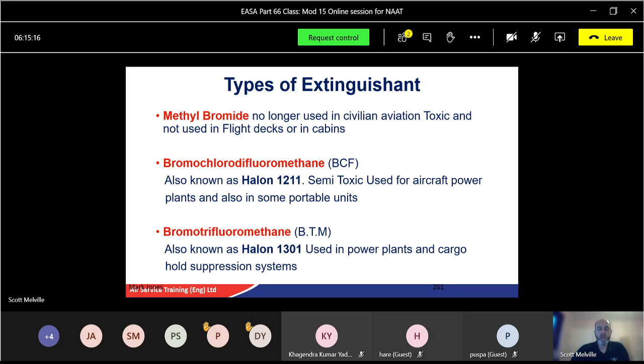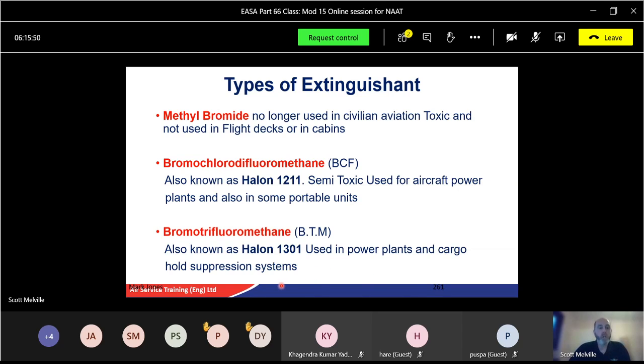BCF is semi-toxic, it says, used for power plants and so on. It has little or no corrosive effect in contact with fire. BCF evaporates instantly, giving rapid flame extinction, so it's very good. Again, it has a boiling point of minus 4 degrees. BTM is used in extinguishers, as I've said there, and also widely used in cargo compartments and suppression systems. It has a boiling point of minus 58.